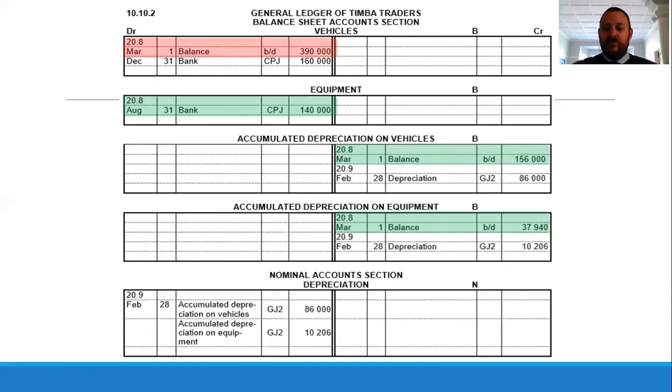Okay. Once we've done that, you'll see during the financial year, an additional vehicle was purchased in December. So that's the 160,000 Rand there. And then at the end of the financial year, you deal with this adjustment for depreciation. And you can see how we record that, and how it's been recorded there.